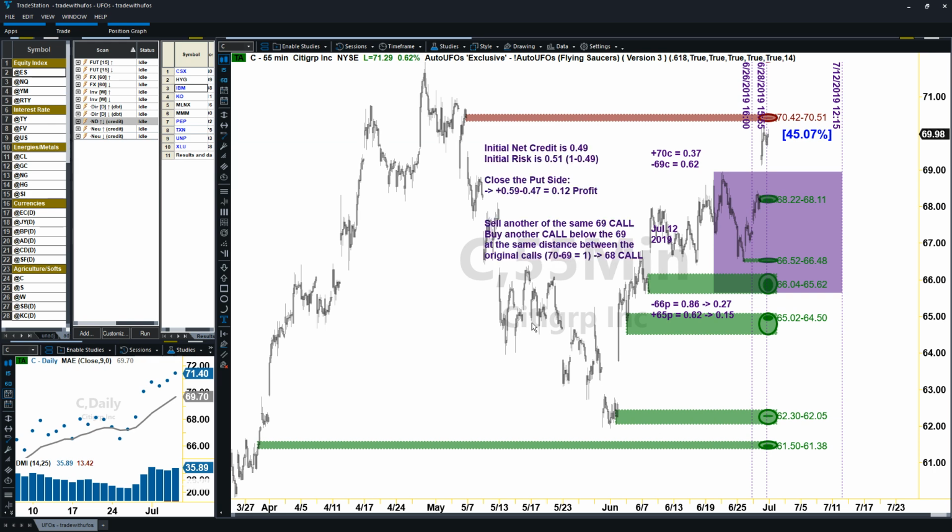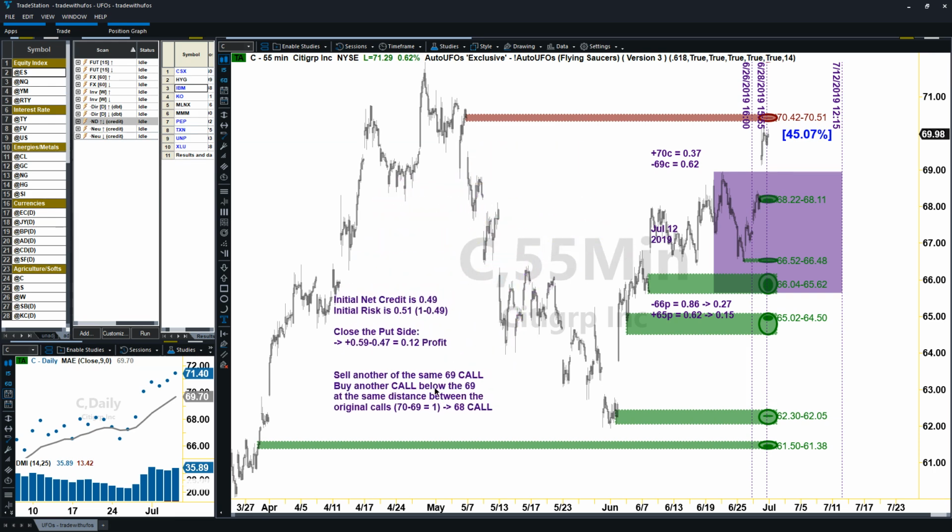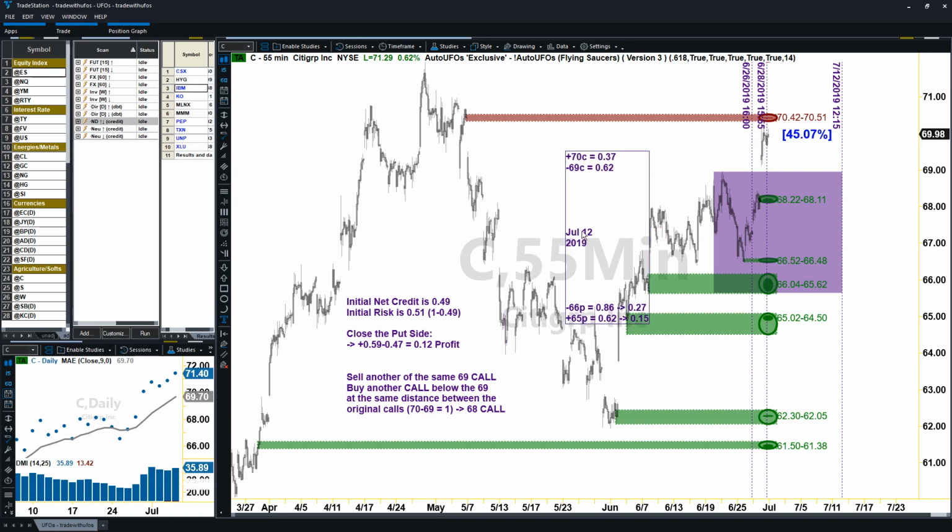Okay, so in other words, let me move this text here. So I started the trade by buying the 70, selling the 69. So what I'm going to do now is I'm going to sell another 69. So I will be short net 2 69s, and then below I'm going to buy the 68. Okay, I'm going to buy the 68 below the 69.